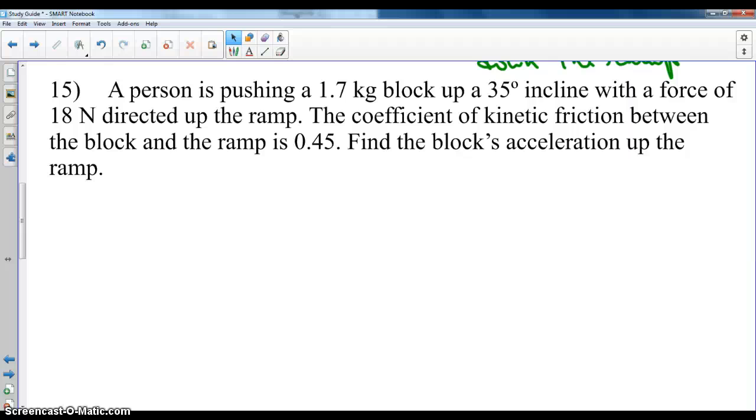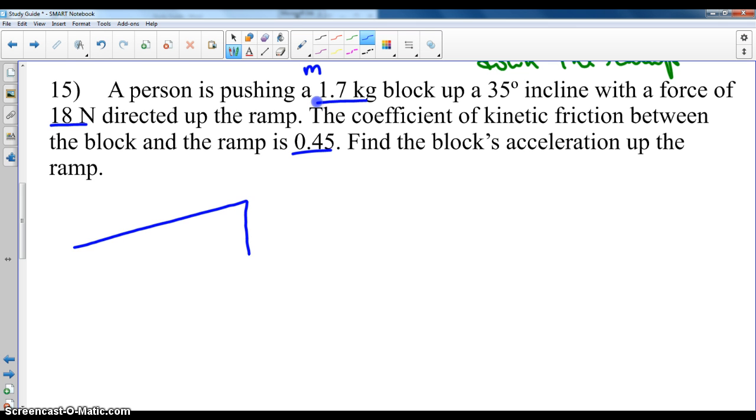Okay, last problems, last two. A person is pushing a 1.7 kilogram block up a 35-degree incline with a force of 18 newtons directed up the ramp. The coefficient of kinetic friction between the block and the ramp, between those two surfaces, is 0.45. Find the block's acceleration up the ramp.